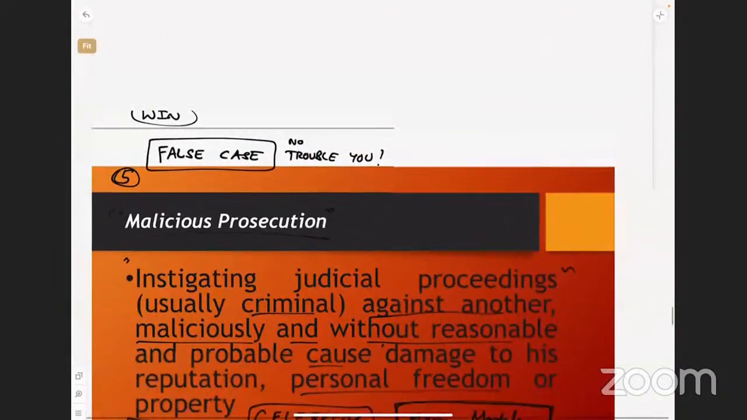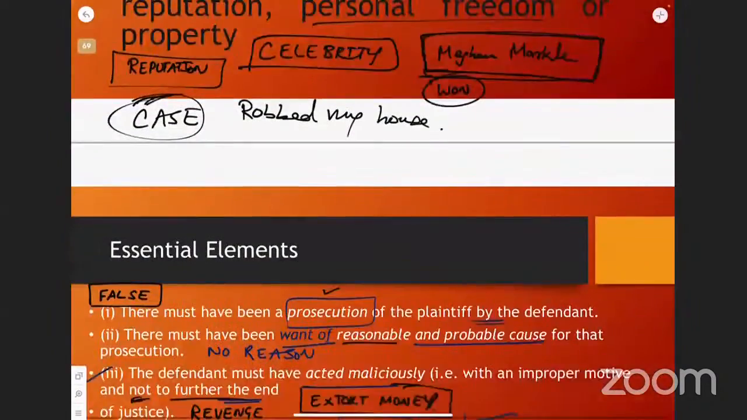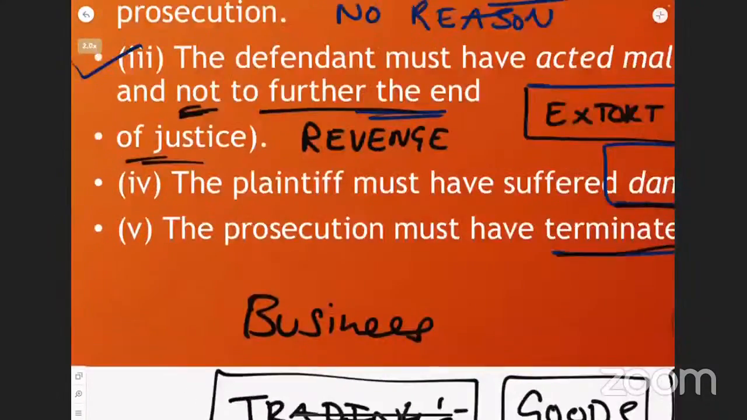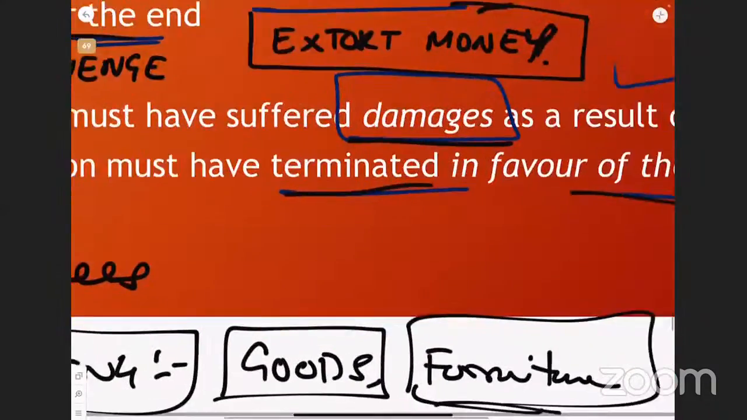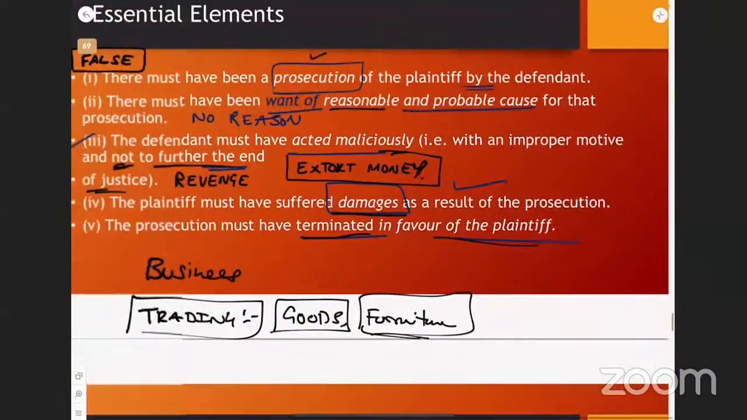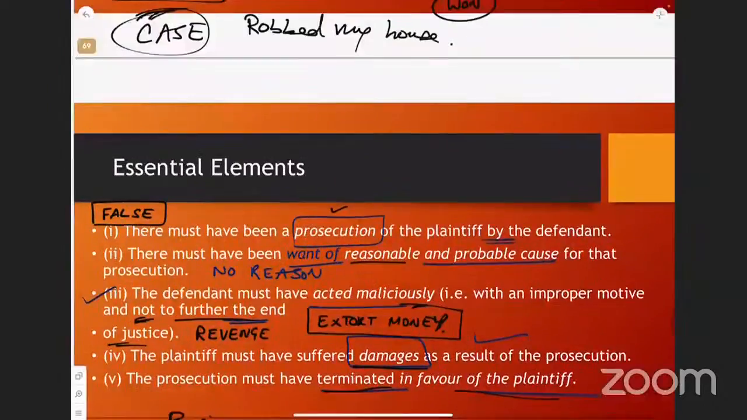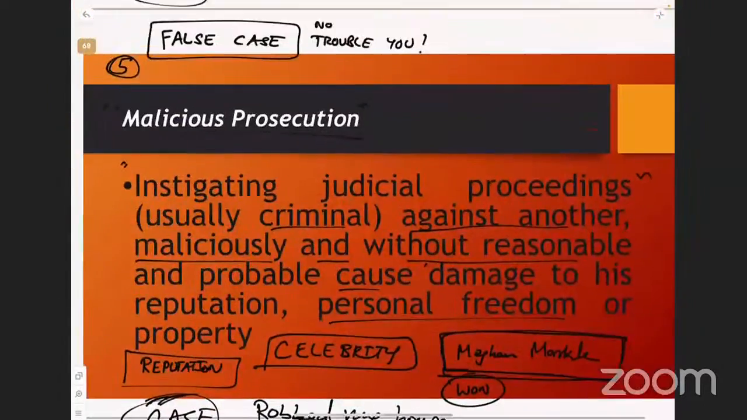What is it? Malicious prosecution. The prosecution must have terminated in favor of the plaintiff. So the prosecution must have terminated in favor of the plaintiff. Then all this will be called a malicious prosecution. So those are the elements relating to malicious prosecution.